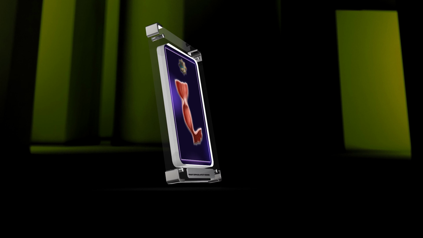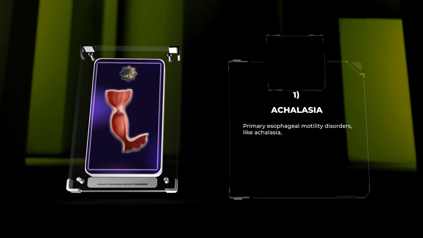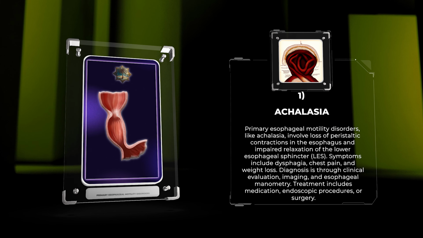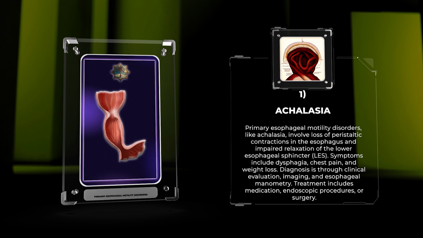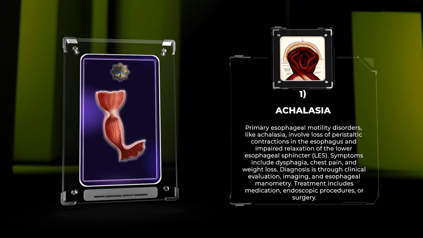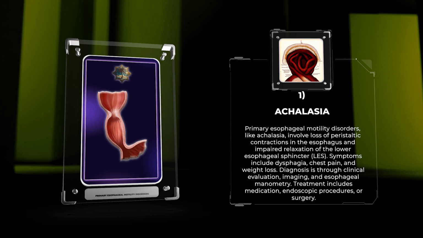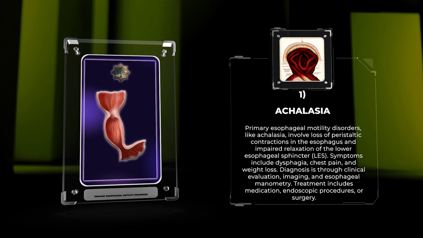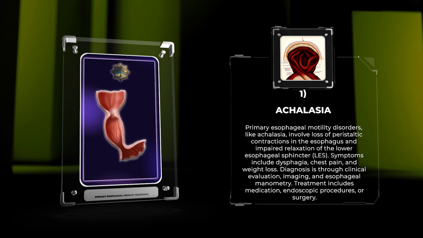Primary esophageal motility disorders, like achalasia, involve loss of peristaltic contractions in the esophagus and impaired relaxation of the lower esophageal sphincter, LES. Symptoms include dysphagia, chest pain, and weight loss. Diagnosis is through clinical evaluation, imaging, and esophageal manometry. Treatment includes medication, endoscopic procedures, or surgery.